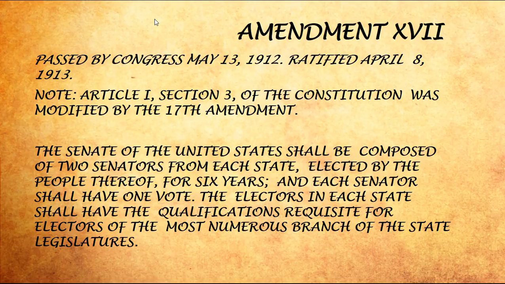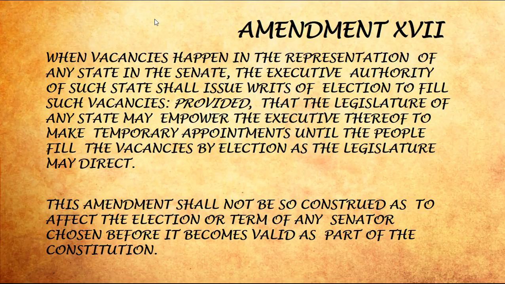The electors in each state shall have the qualifications requisite for the electors of the most numerous branch of the state legislature. When vacancies happen in the representation of any state in the Senate, the executive authority of such state shall issue writs of election to fill such vacancies, provided that the legislature of any state may empower the executive thereof to make temporary appointments until the people fill the vacancy by election as the legislature may direct.